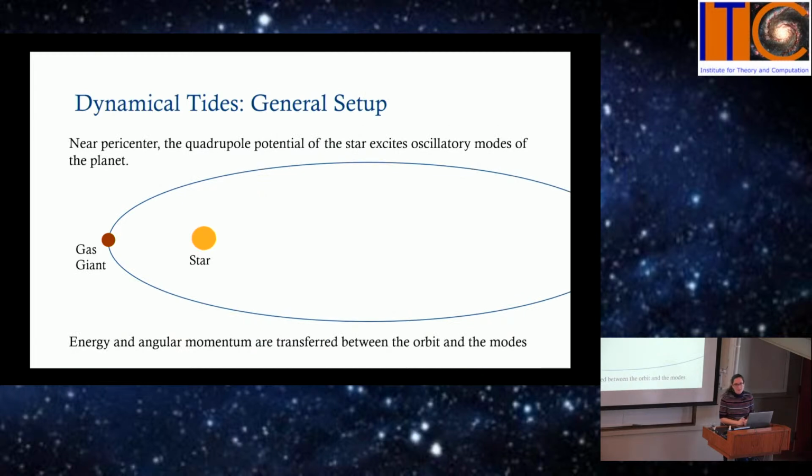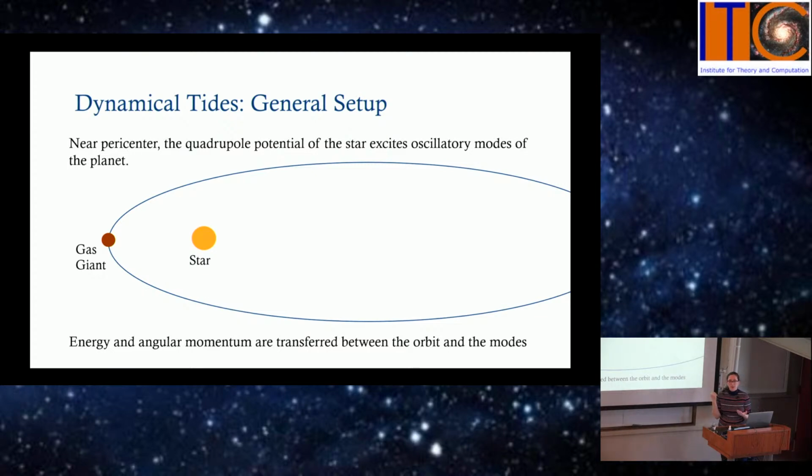What do I mean when I say dynamical tides? Well, different from the picture of static tides, when you have this very eccentric orbit with a close pericenter passage, the time scale for that pericenter passage is actually very fast and can be comparable to the dynamical time of the planet. So in that situation, instead of thinking of a static tidal bulge, it's more accurate to think of exciting oscillating modes within the planet each time it passes through pericenter.